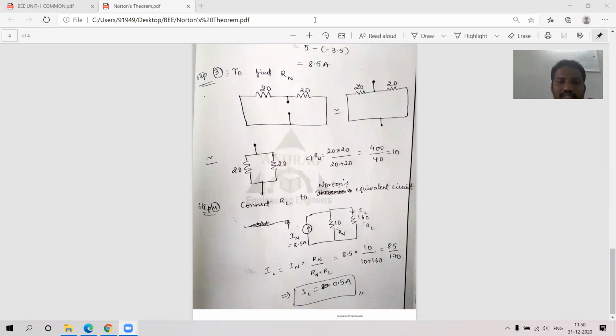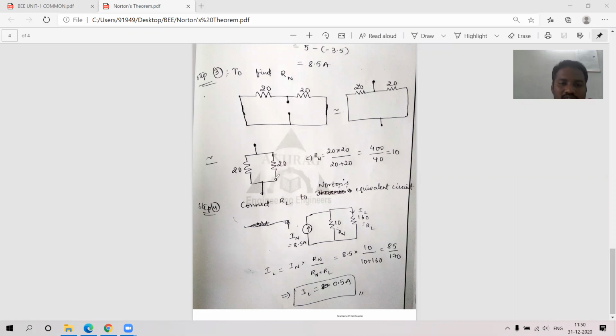After getting that Norton's current, now let us find the Norton's equivalent resistance. All voltage sources are replaced by short circuit. Here the 100 volts and the 70 volts are replaced by short circuit. When you make the short circuit, this circuit will look like this. Whether it is series or parallel, let me check first. I can stretch out these arms and drag this arm downwards. When I drag, this resistance will come over here and this resistance will come over here.